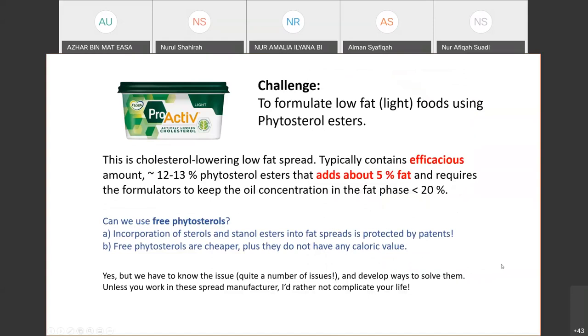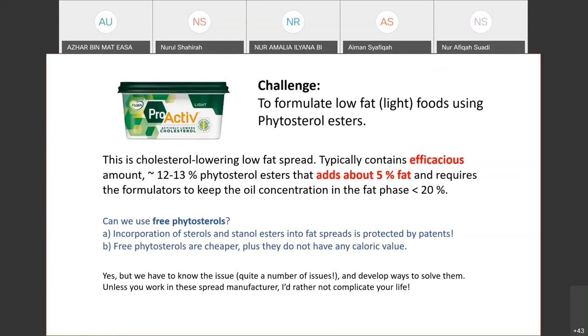Okay, the challenge in this particular product is basically to formulate low fat, what we call light food, using the phytosterol esters. That means the one containing the linoleate, containing the PUFA. Why is it a challenge? Because we introduce fatty acids.